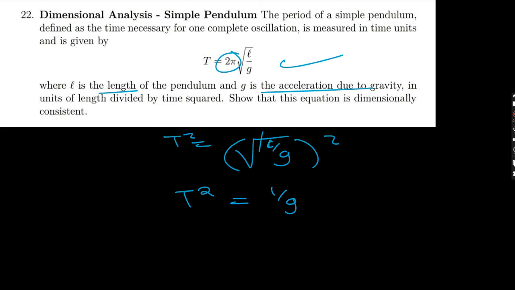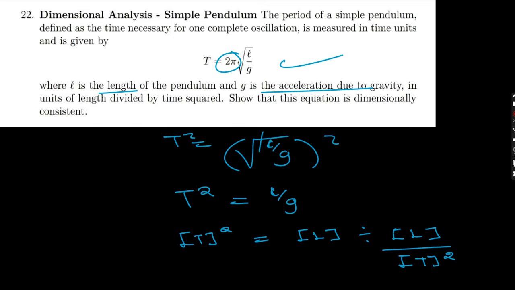The dimension of T is T, so T squared. What about this side? We have L. The dimension for L is length. The dimension for acceleration, we are dividing. The dimension for acceleration is L over T squared.